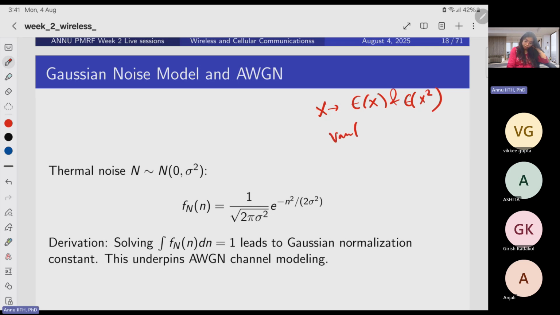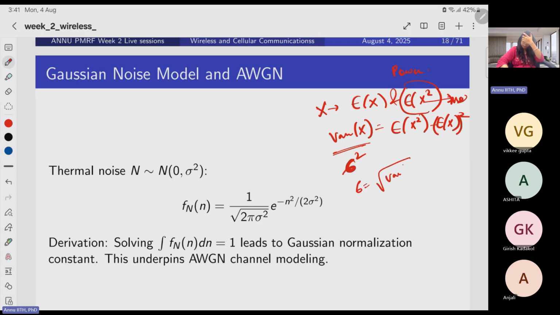So variance of x is actually E of x square minus E of x whole square. This is MSV, mean square value, and this MSV is actually the power. The variance is sigma square. The standard deviation is sigma, which is the square root of the variance of x.